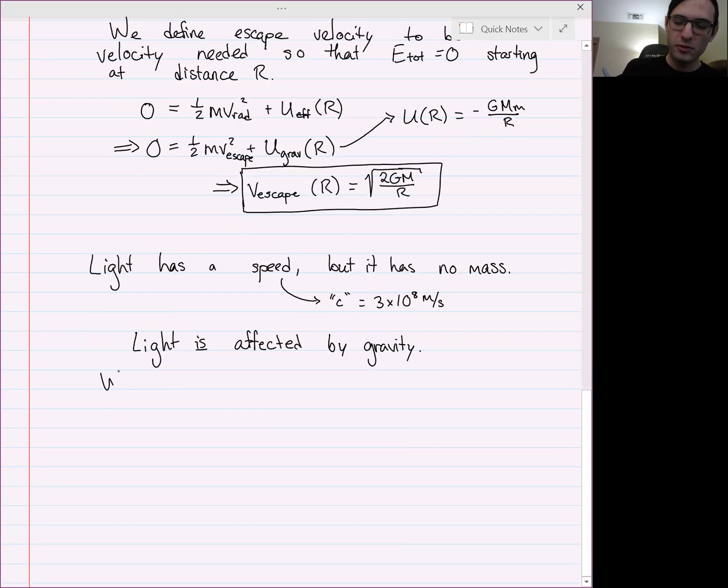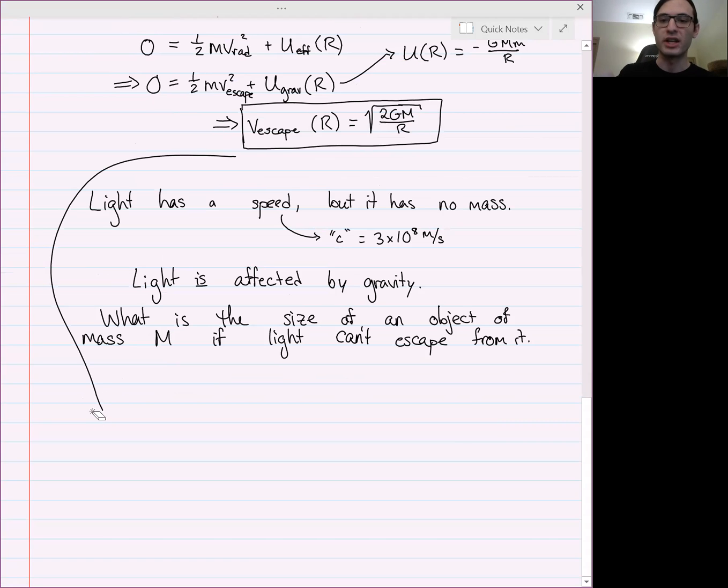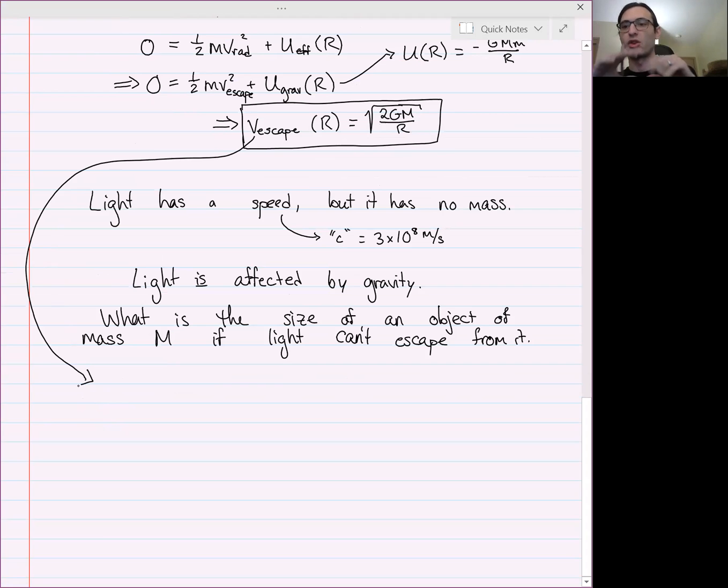I.e., what is the size of an object of mass m if light can't escape from it? Now, you guys all know, or hopefully you know, that light is the fastest thing in the universe. Nothing can go faster than light. So if light couldn't escape it, then nothing could, and this would be a very strange phenomenon. And so what we can do is just solve this equation for the distance, the size of the object r, like the radius of the Earth, so it'd be the radius of the thing that light can't escape from.